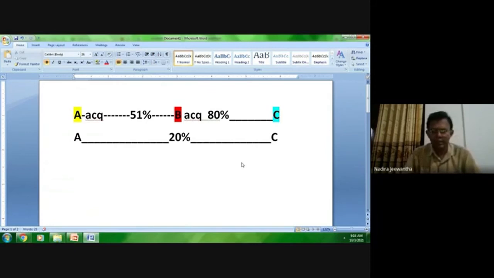We know A is a parent. B acquires 80% of C. So B is holding 80% of C shares.